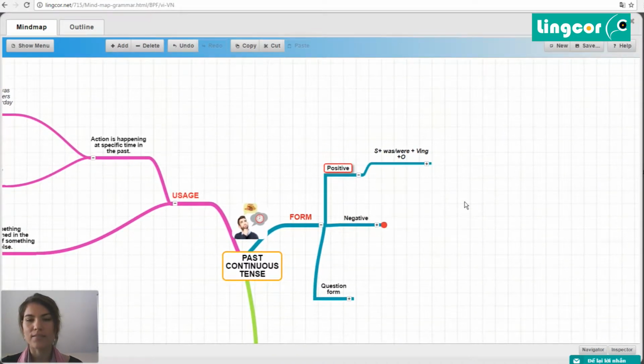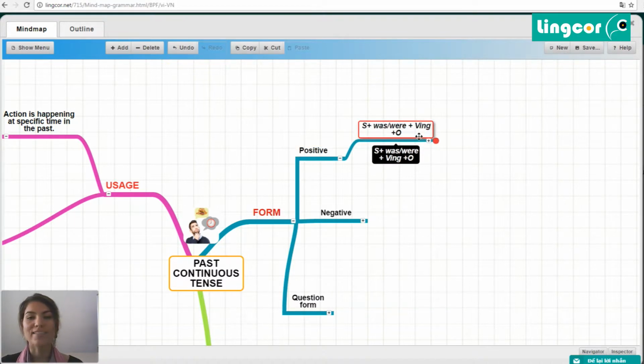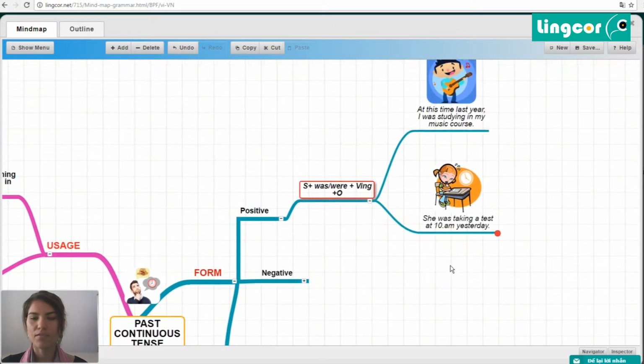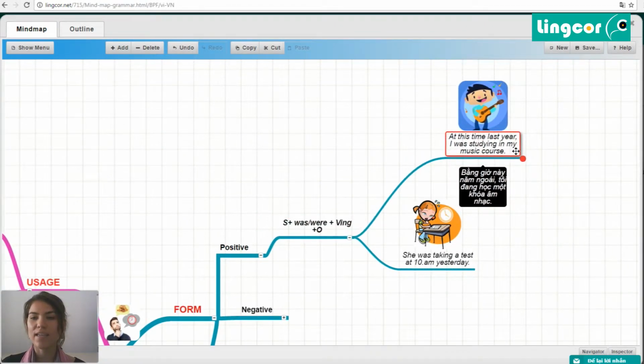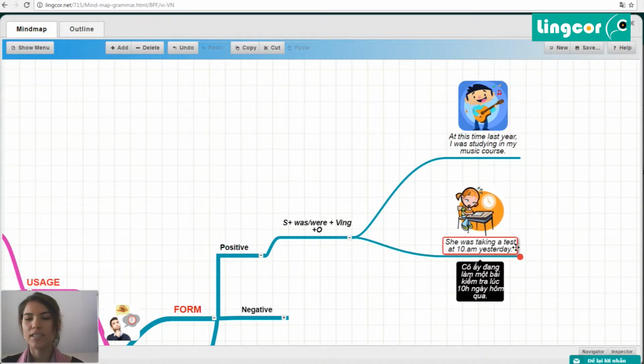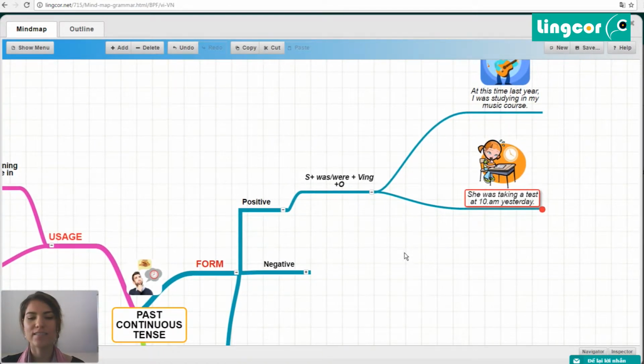So to form the positive sentences, we do so like this. Subject plus was or were plus verb ing plus object. For example, at this time last year, I was studying in my music course, and she was taking a test at 10 a.m. yesterday. So both of these are positive sentences for the past continuous tense.